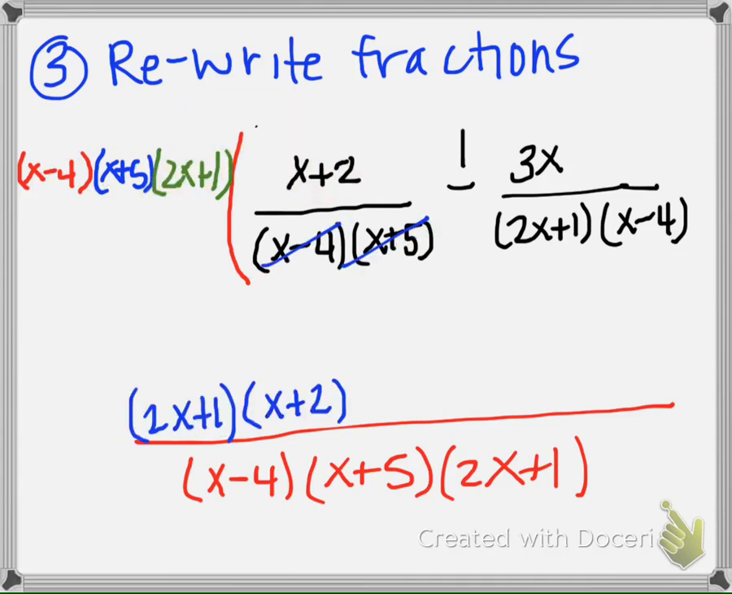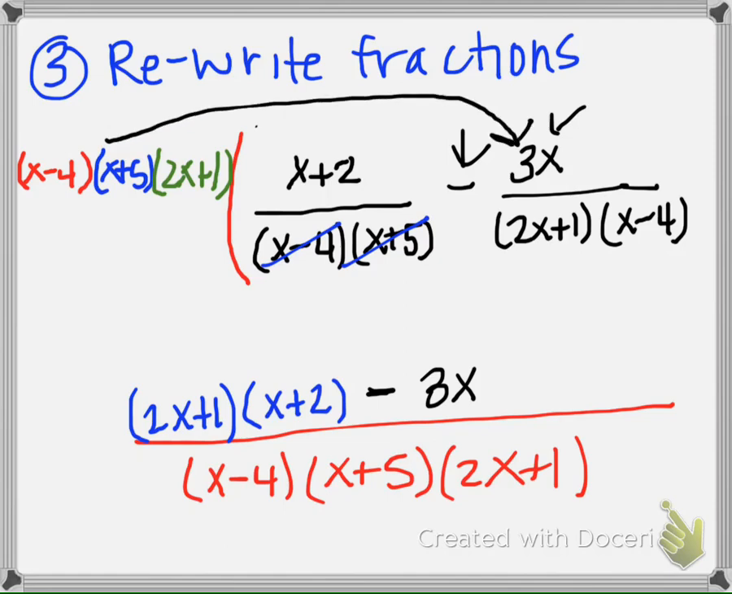Okay, now we have a minus and a 3x. If we think of this being distributed with this fraction, the 2x plus 1 would cancel with that 2x plus 1, and the x minus 4 would cancel with this x minus 4, but what we have is this x plus 5 that needs to be multiplied with the negative 3x there. So we have the x plus 5.